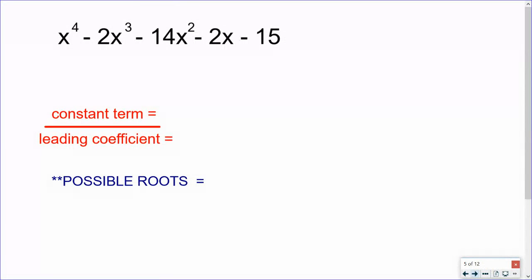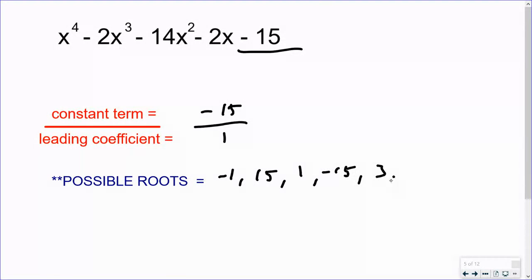So now I have this right here. This is negative 15, and 1 is this one. So my possible roots: negative 1 times 15, 1 times negative 15, 3 times negative 5, and negative 3 times 5. And my denominator for all these is 1. So really I want 1, 3, 5, 15. One of those should work. Those are my possibilities.